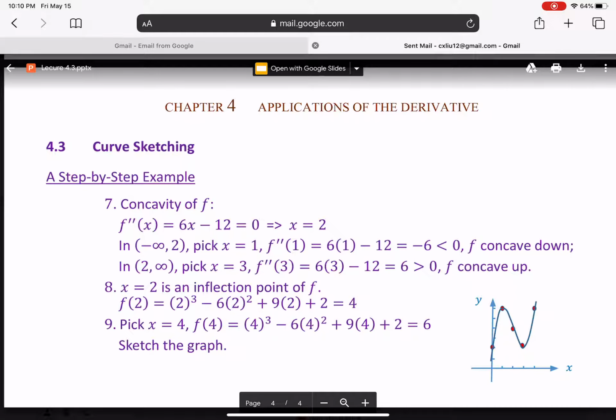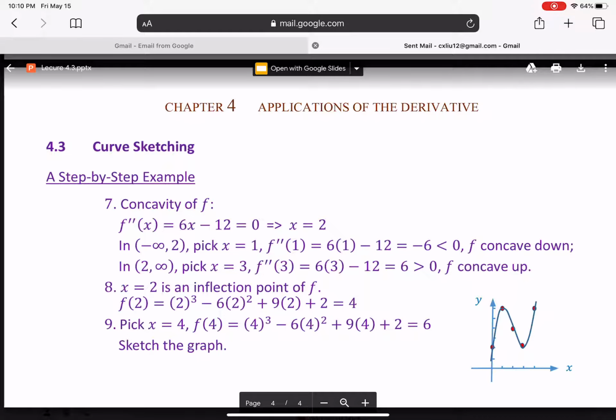Step 8, from step 7, we know x equal to 2 is the inflection point for the function, because it changed the concavity at x equal to 2. From negative infinity to 2, it's concave down. From 2 to infinity, it's concave up. And the function value at x equal to 2 is just 2 cubed minus 6 times 2 squared plus 9 times 2 plus 2 equal to 4.